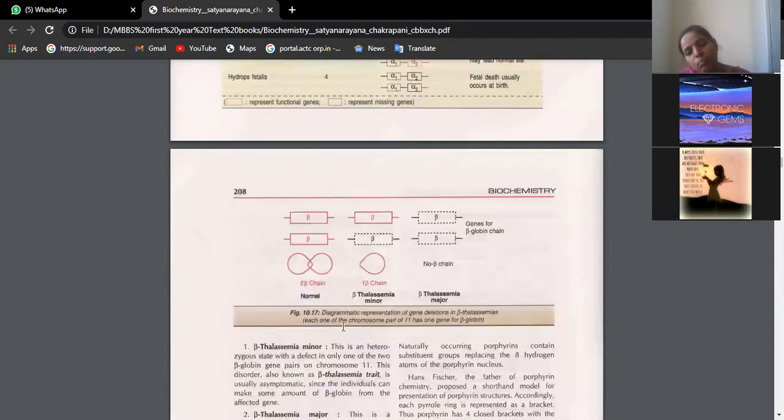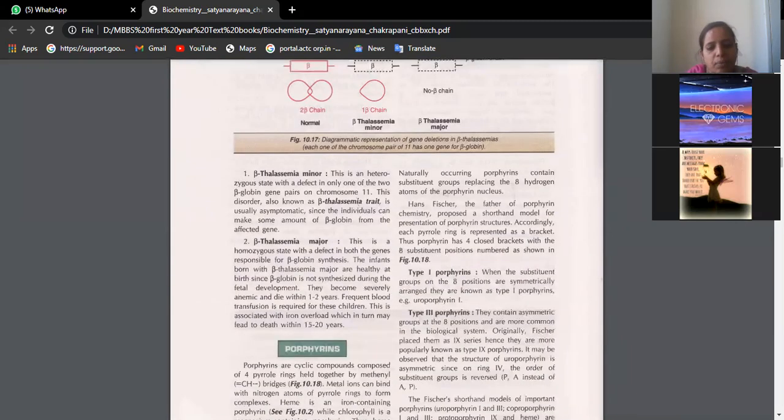Then we have one more condition, which is beta thalassemia. This is the normal situation where we have two normal beta genes. But if one beta gene is missing, you call it beta thalassemia minor. If two are missing, then you call it beta thalassemia major. Okay, beta? So this is the structure of thalassemias. You just give the details of sickle cell anemia and thalassemia.